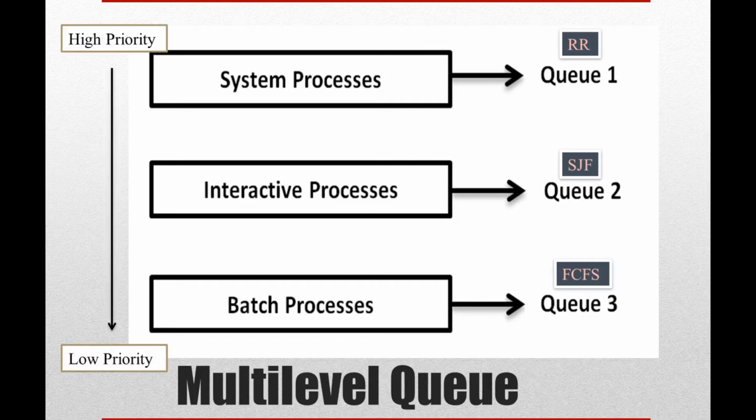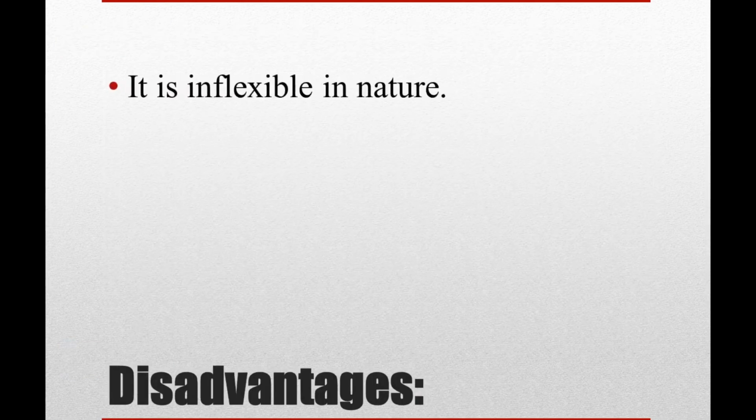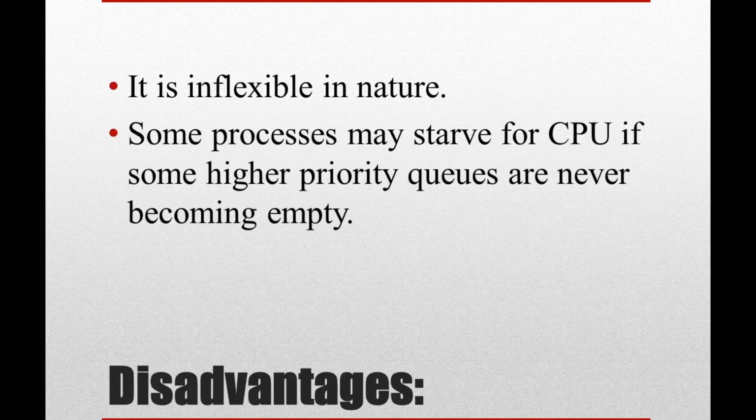It is not possible to interchange the processes once they have been partitioned in multilevel queue scheduling. So that's one of the disadvantages of this type of scheduling. It is inflexible in nature. You cannot move from a higher queue to a lower queue and vice versa. Second, some processes may starve for CPU if some higher priority queues never become empty.